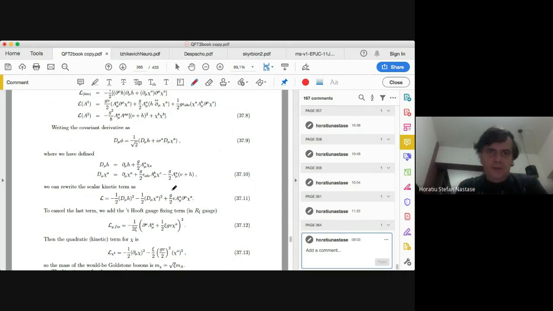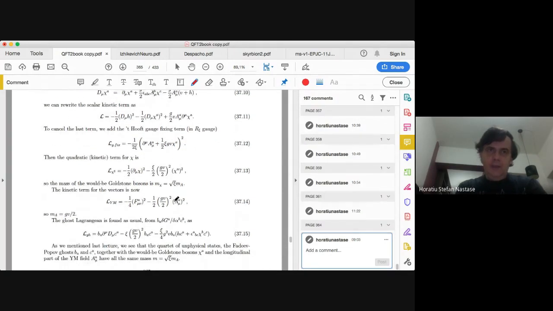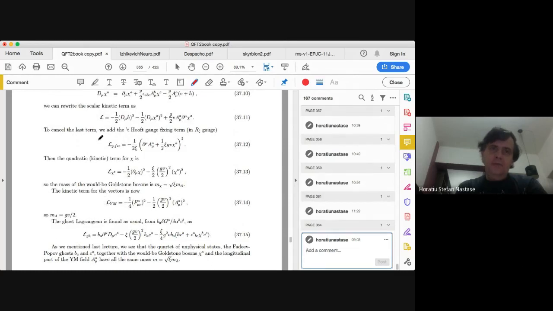But then, in terms of this, I write the scalar kinetic term as minus a half (d_mu H) squared, minus a half (d_mu chi^a) squared, plus gv over 2 A_mu^a d^mu chi^a, the mixing term. To cancel the last term, as you remember from last lecture, we add the gauge fixing term known as the R_psi gauge, exactly with this mixing term with opposite sign.